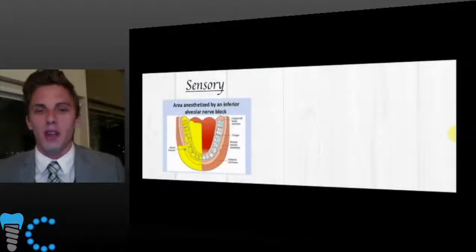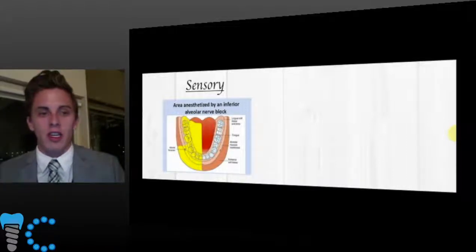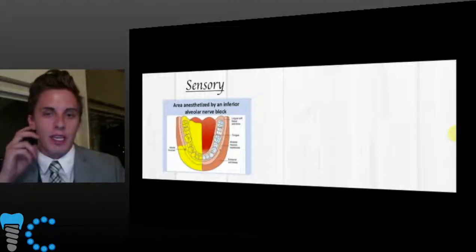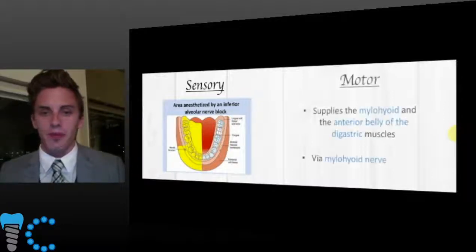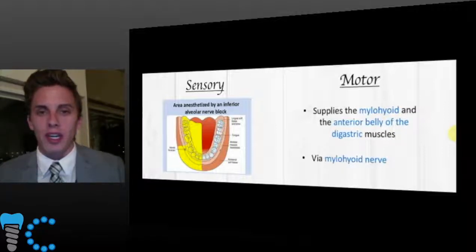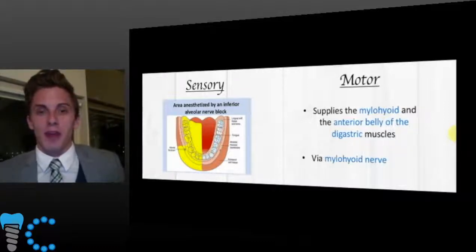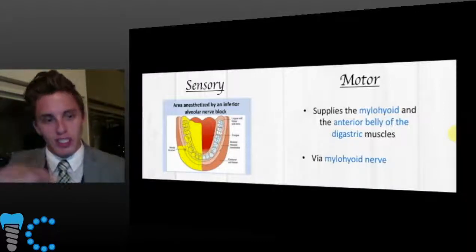With the inferior alveolar nerve, we have sensory and motor in regards to that nerve in particular. So when we give a block, we anesthetize certain areas of the mandible along with the gingiva and tongue. A lot of people aren't aware that it has a motor component as well. It does supply the mylohyoid and the anterior digastric via the mylohyoid nerve, and it gives off that branch before the nerve goes into the canal.